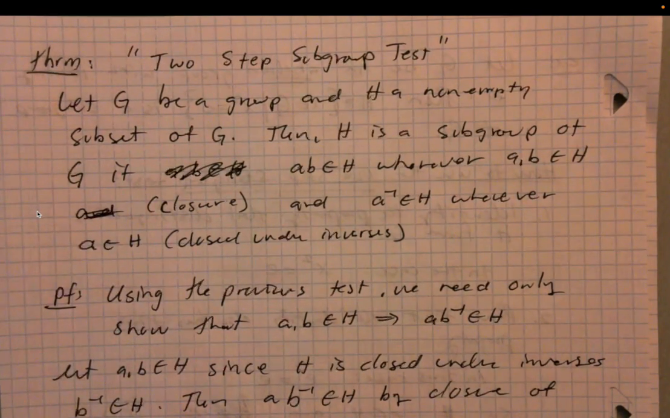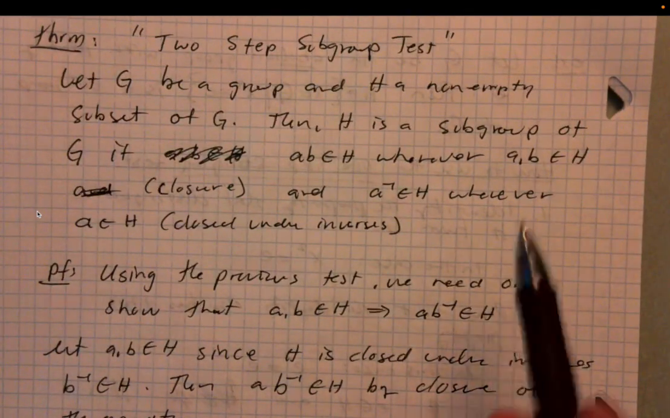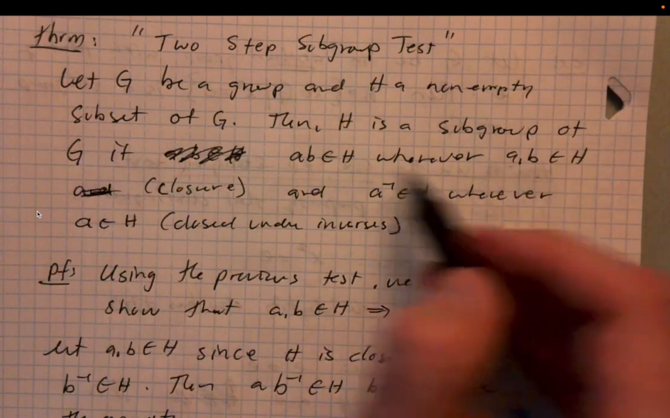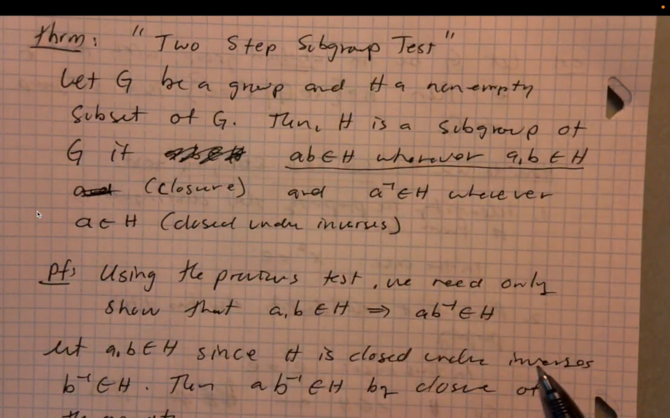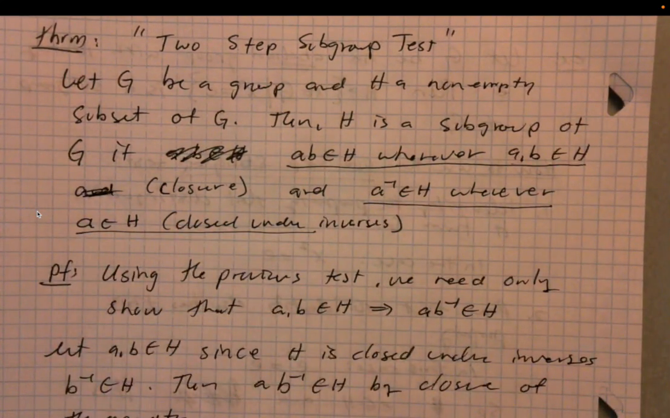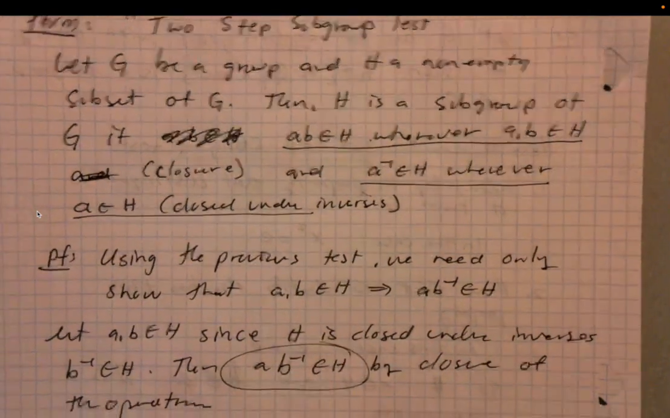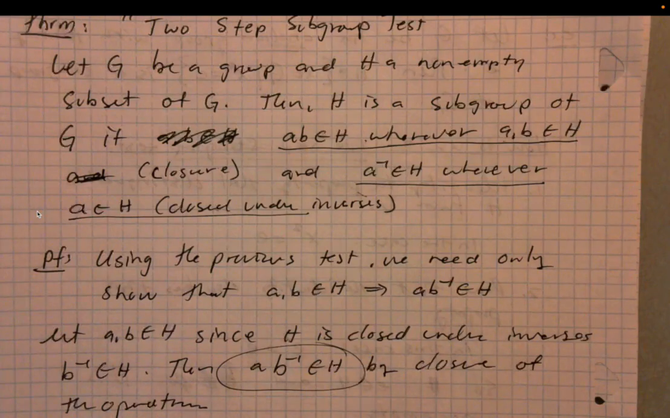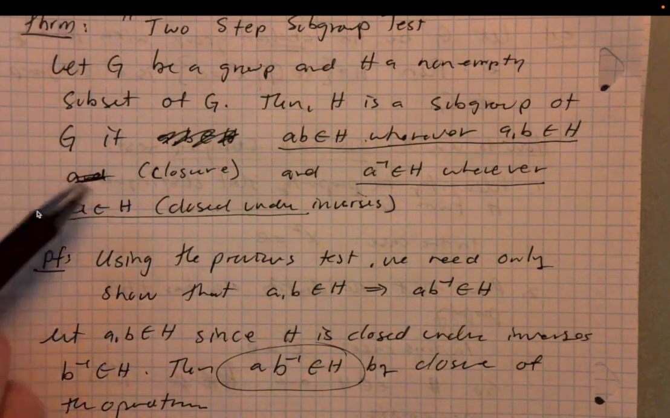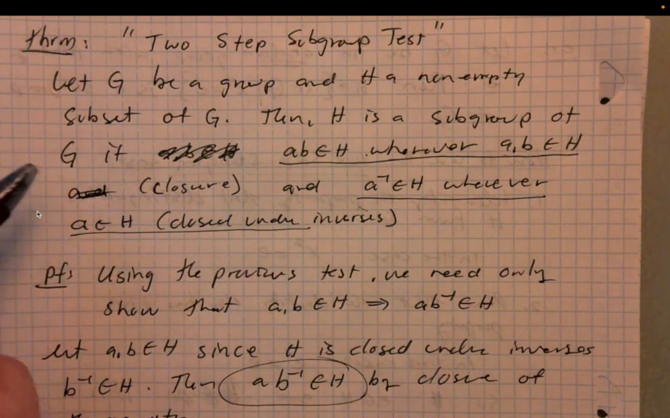Right, so what have we done here? Well, in this proof, if we assume that AB is in H whenever A and B are in H, and A inverse is in H whenever A is in H, if we assume those two things, then we get the property that we need for the one-step subgroup test immediately. Then AB inverse must be in H if A and B are in H. So the proof is immediate given the last step.